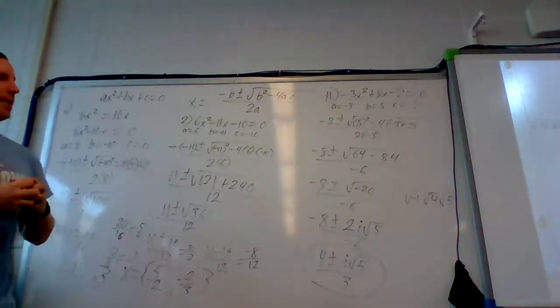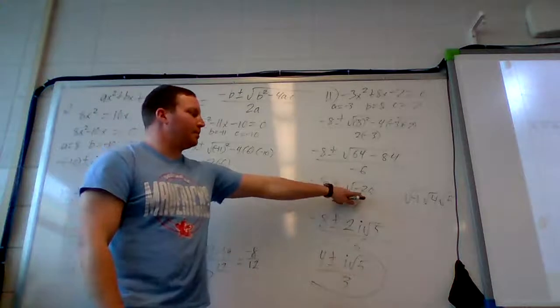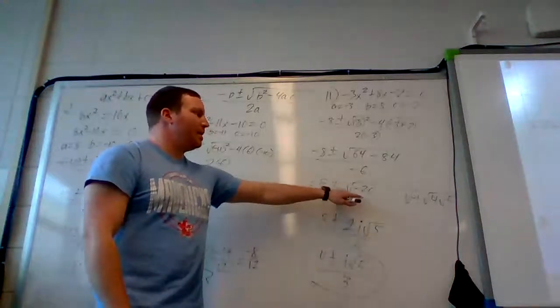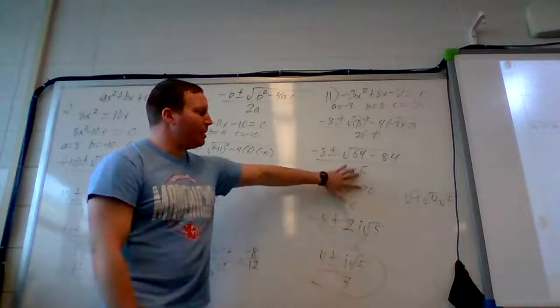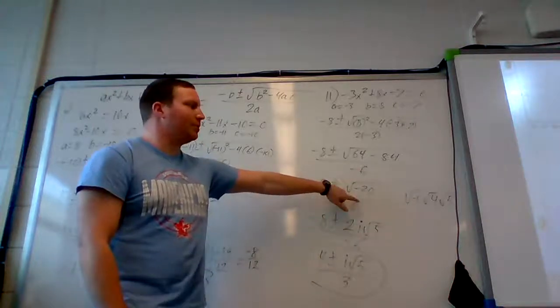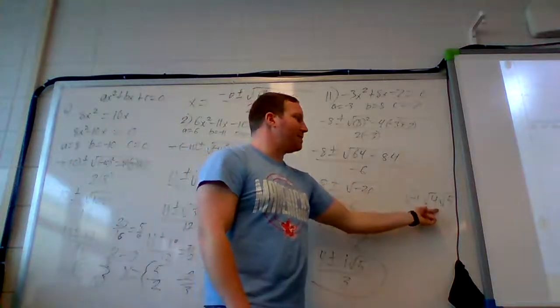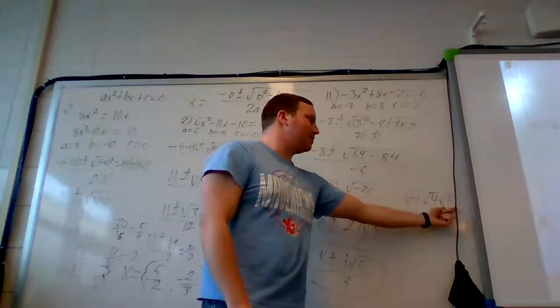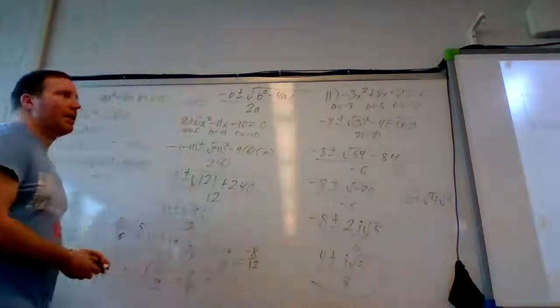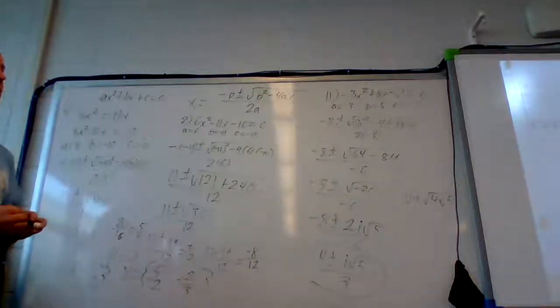Anytime you get a negative underneath the radical, remember it just becomes an imaginary answer. And anytime you get a number that's not a perfect square underneath the radical, you want to simplify it by taking out the biggest perfect square possible and having a non-perfect square left underneath the radical.